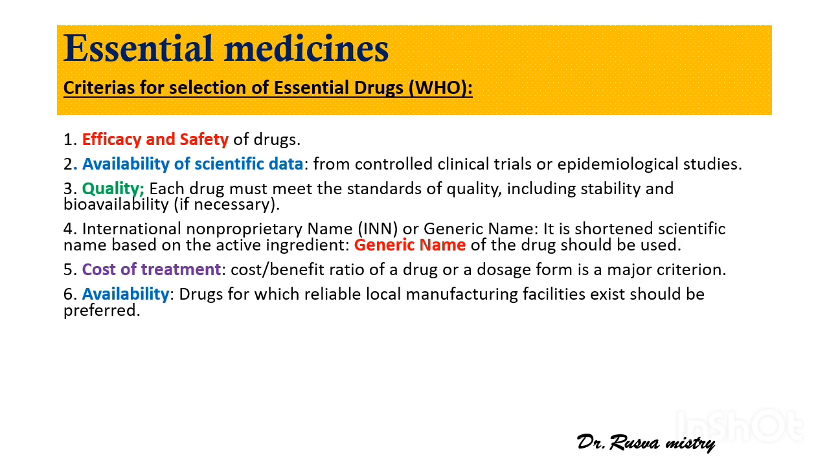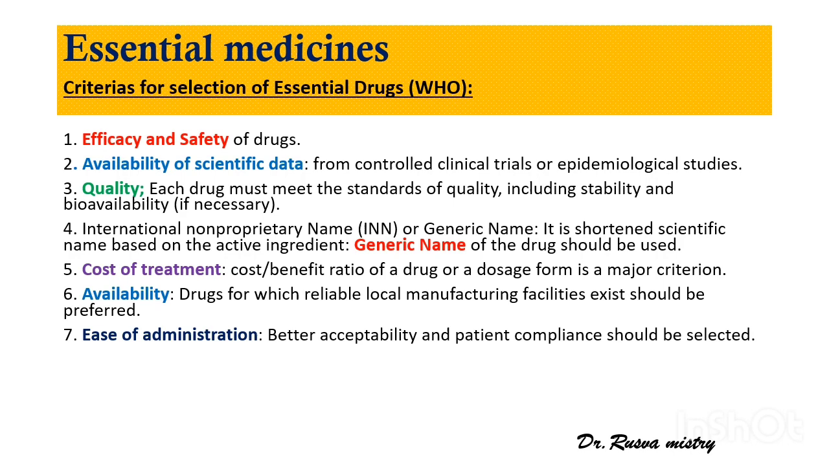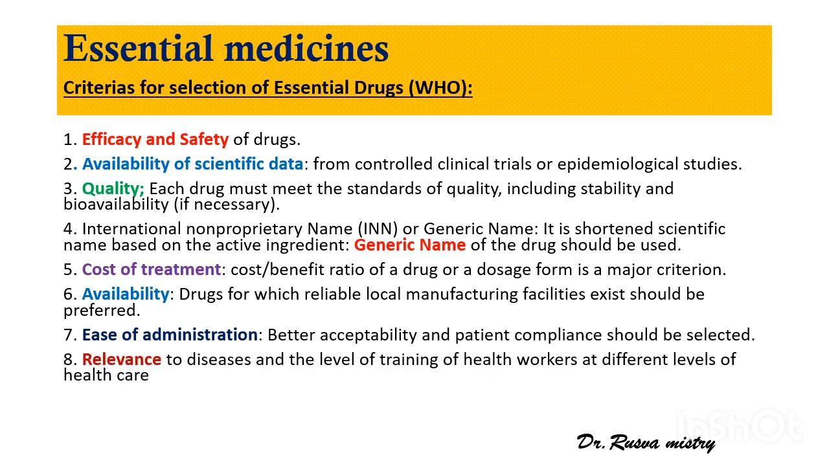Availability. Drugs for which reliable local manufacturing facilities exist should be selected. Obviously, ease of administration is an important consideration. Better acceptability and patient compliance should be kept in mind. Relevance to diseases and the level of training of health workers at different levels of healthcare should be given priority.